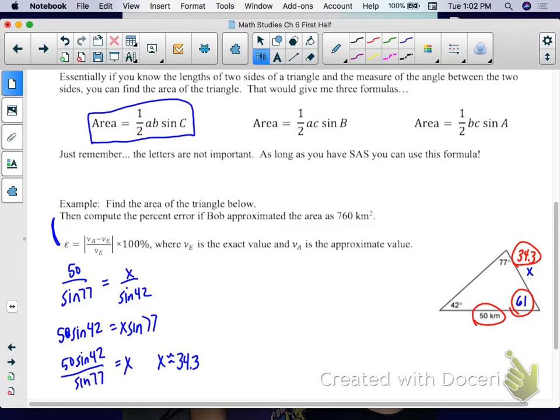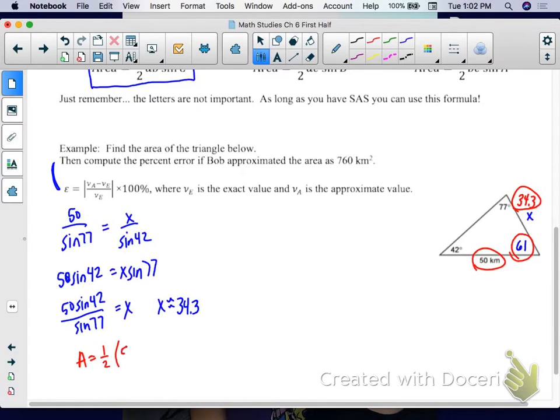So area is equal to 1/2, 50, 34.3 sine of 61. It is always sine. Type that in your calculator exactly the way that it looks. Now, I actually did use the 34.3, but you could use answer if you really want the best answer possible. I think it's fine for you to go ahead and round that off there. But you're going to get your area is approximately 749.986, so 3 sig figs, 750 kilometers squared.